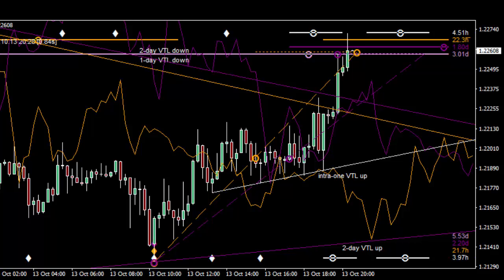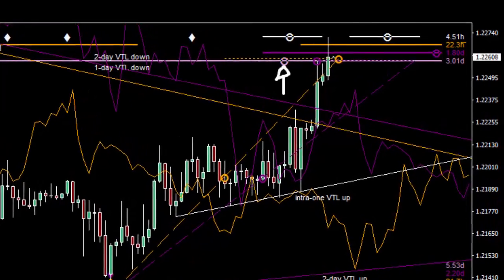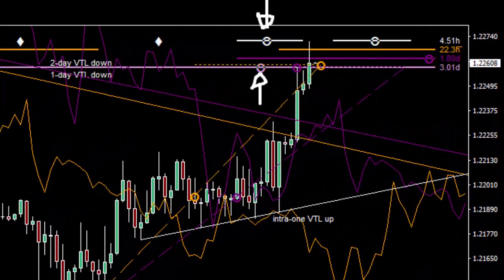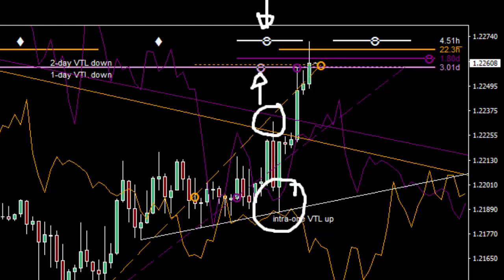Do you remember that because of the 5-day cycle circle here and the 5-hour cycle circle there, I was expecting a peak at around about this time, particularly because of these VTLs? Well, look what happened. Price came up and just tapped the 1-day VTL, almost reached the 2-day VTL, and then dropped. Where did it drop to?